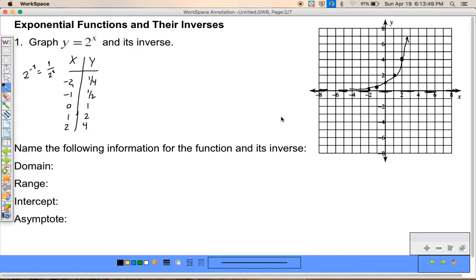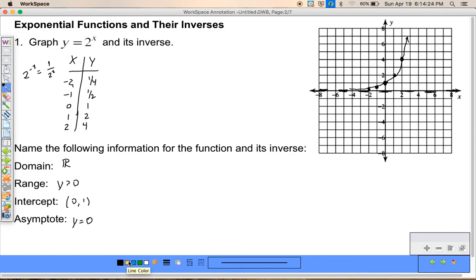So our domain for this graph can go as far to the left and as far to the right as possible, so our domain is all real numbers. Our range, since we have a horizontal asymptote that we can't cross over, covers everything above that, so y is greater than 0. The intercept: we only cross one axis, the y-axis, so that would be the point (0, 1), and we said the asymptote is the x-axis, the horizontal line. Any horizontal line is always y equals, and then the number.